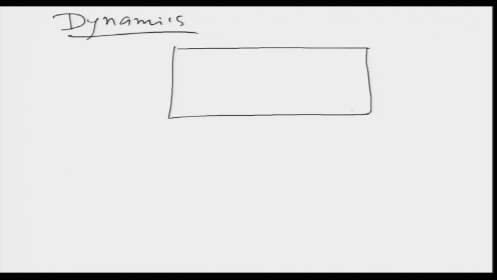Okay. So, what dynamics is essentially, let us look at this before we proceed. Let us look at this table here. So, we have this table which is having the two components. So, there is no force. So, let us say no motion.